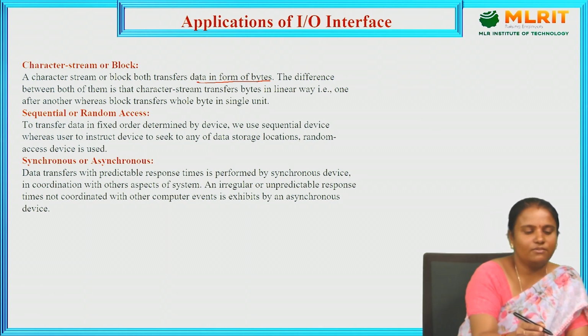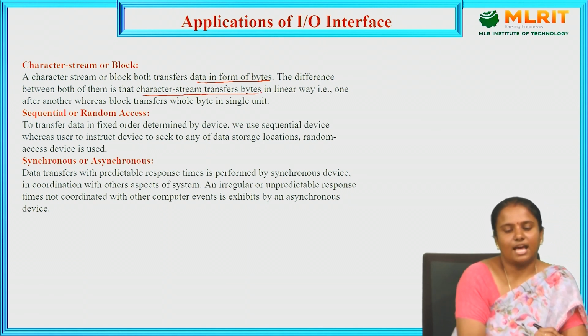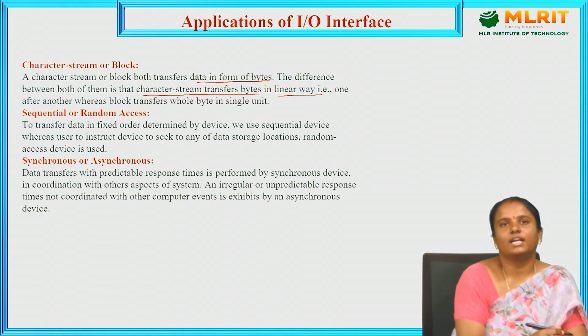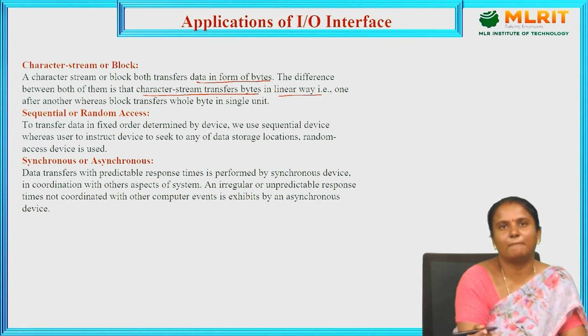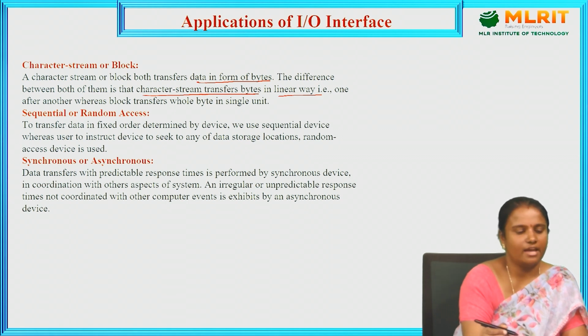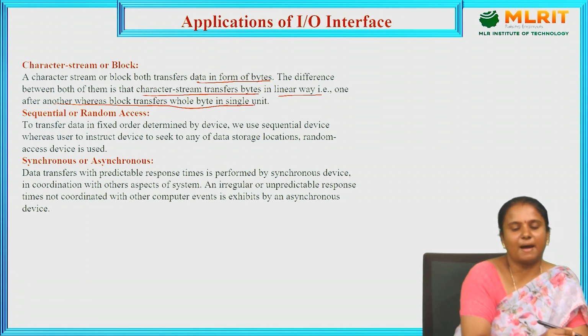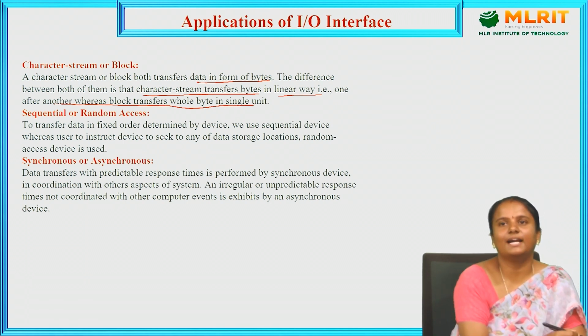The difference between both of them is that character stream transfers bytes in a linear way. Linear way means one way. So it can transfer the data using bytes of memory in a linear way, one after another, whereas block transfers bytes in a single unit. So one block consists of a single unit. The data can be transferred block-wise.